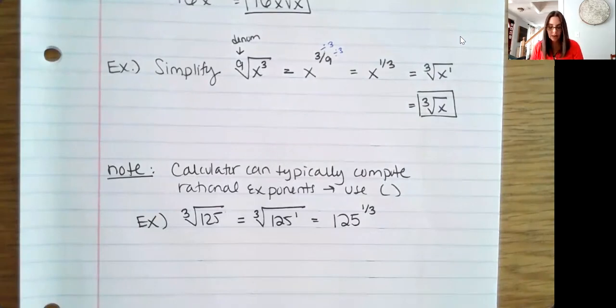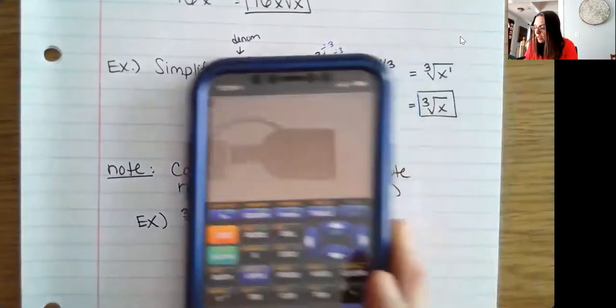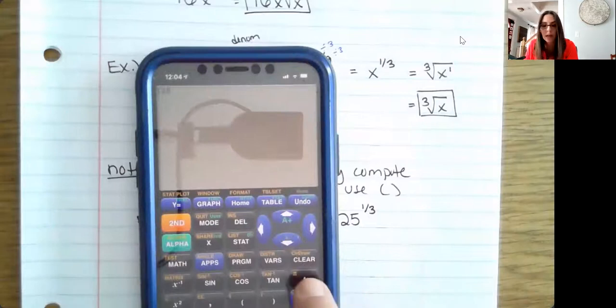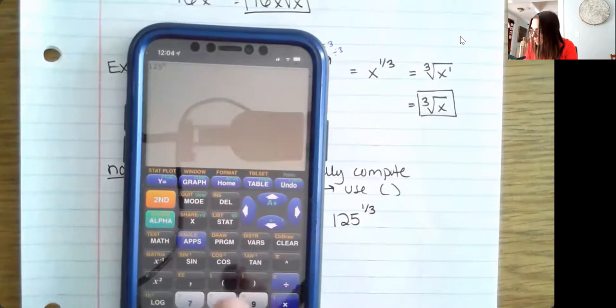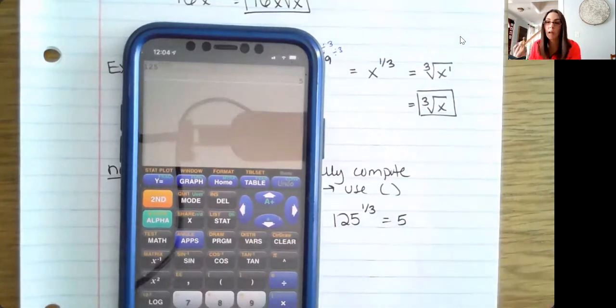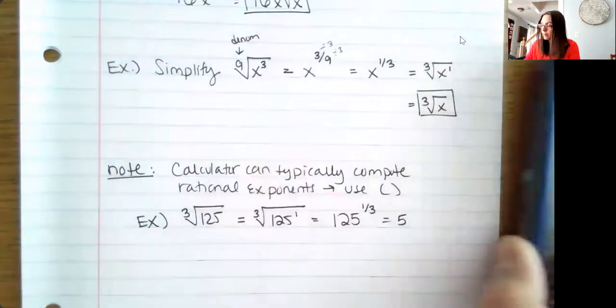I have the TI-83 graphing app, but actually most calculators probably have an exponent feature on them, and I could probably still do this. Here I just type in the 125, and then I use my exponent key. The only thing I'm going to do is put that 1/3 in parentheses. So 1 divided by 3, and I hit enter, and I get the answer of 5. It's a nice way, if your calculator doesn't do other roots and you're kind of stuck, to use the exponential form here.